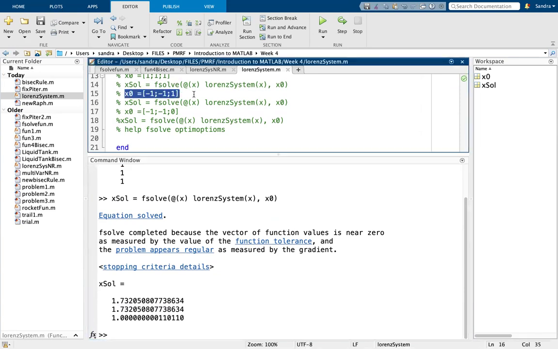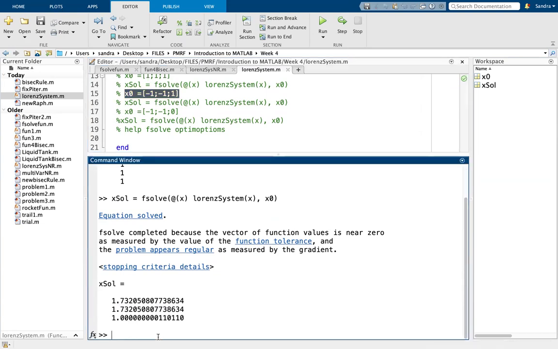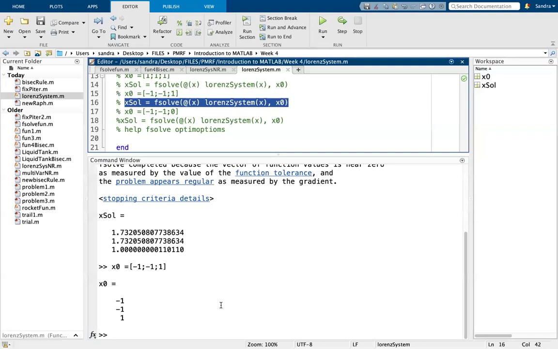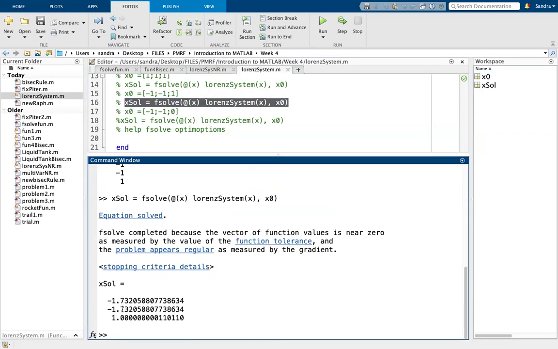Now let us try with a different initial guess. This is my different initial guess, minus 1, minus 1, 1. When I try to solve, I get the other solution, minus 1.732, minus 1.732, 1.